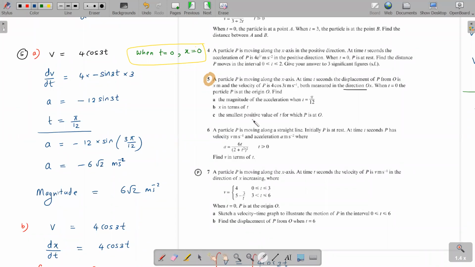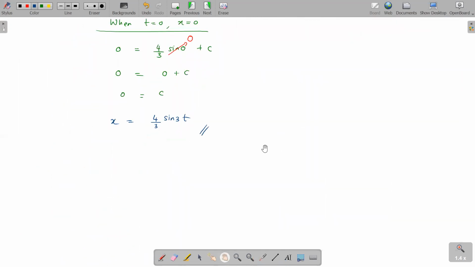So they ask the smallest positive t value, which means what? There are going to be multiple t values where you're going to be at the origin. So you have some kind of oscillating system around the origin. Probably the particle moves left, comes back, and that's why you might come to this origin many times. So they ask you to find the smallest positive t value where the particle is at the origin.